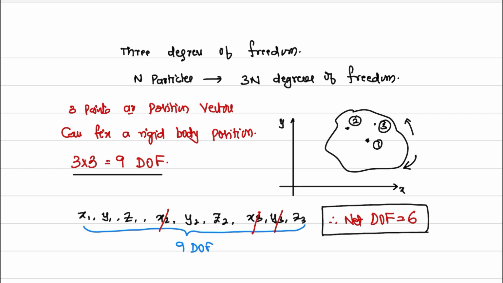For a rigid body, the degree of freedom is 6. Now, the degree of freedom is there. We got the degree of freedom. We understood the concept of the positioning of the coordinates.